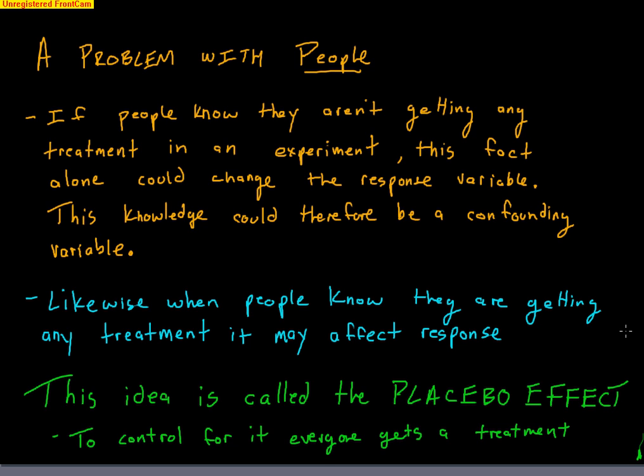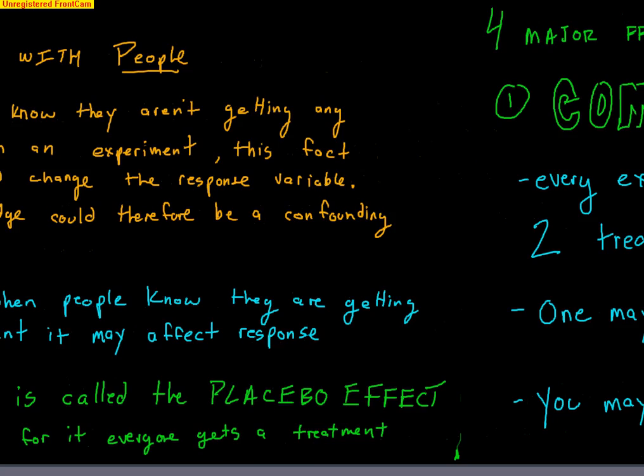But what you can do is you can allow everybody to experience the placebo effect by giving everybody a treatment, which means you may have to use a placebo when you're working with people, because people know when they're getting something versus when they're not. So to compensate for that, everybody gets something, and again, this is to control for the placebo effect, not get rid of it. So that's a problem. You don't really have this problem when you're working with animals or inanimate objects.